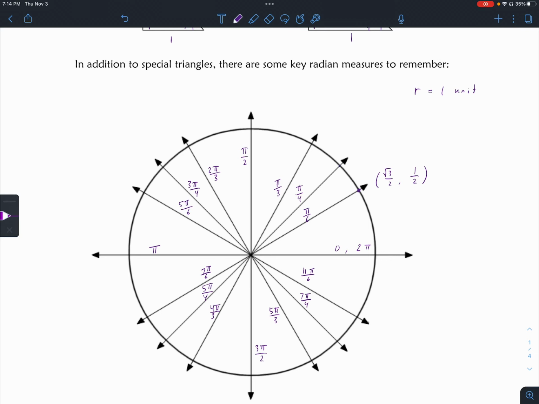Okay, so then this next point over here is root 2 over 2 and root 2 over 2. So the x and y values of the point. Then going on to the next point on the unit circle. So cosine of pi over 3 and sine of pi over 3. So that's 1 over 2. So that's cosine of pi over 3. And root 3 over 2. That would be sine of pi over 3.